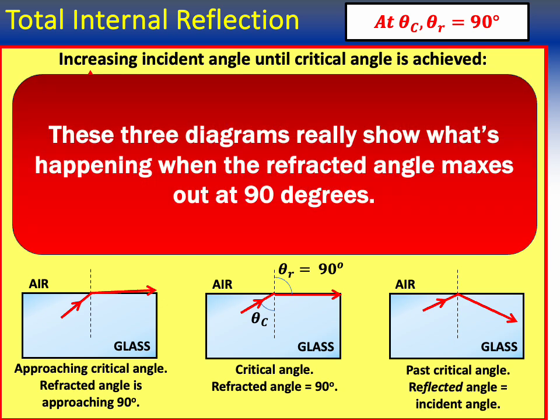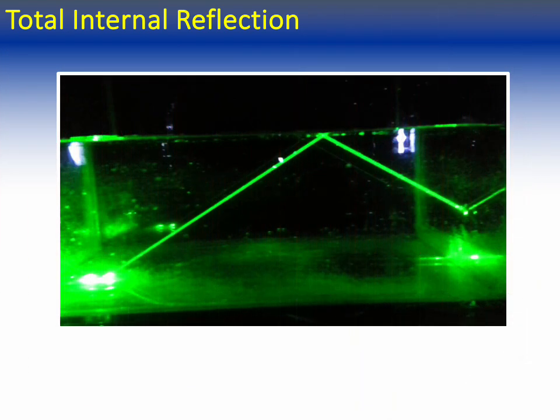So it's really these three diagrams that show that transition between light being transmitted into the air and light being bounced back into the glass. So we go back to this picture, and there is no light being transmitted to air. It's all staying, in this case, in a container of water.